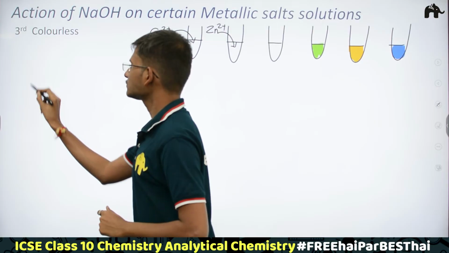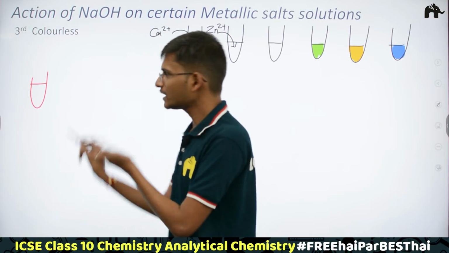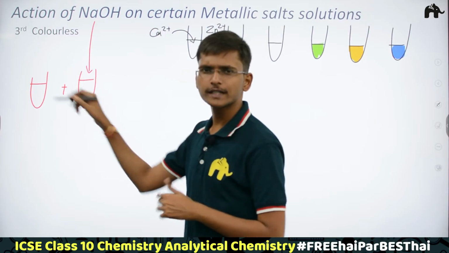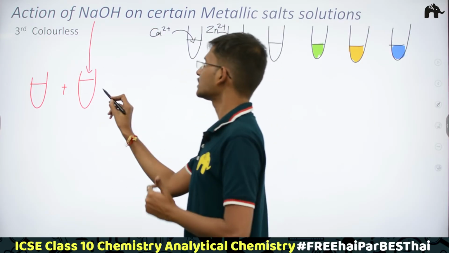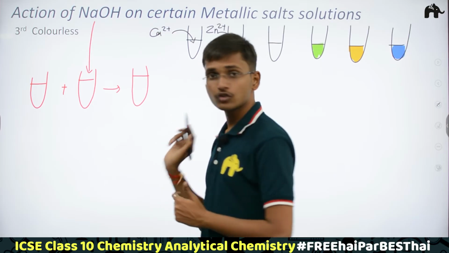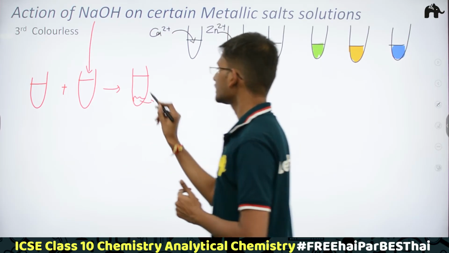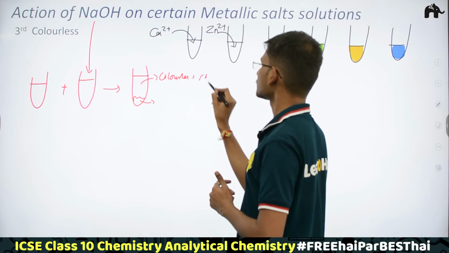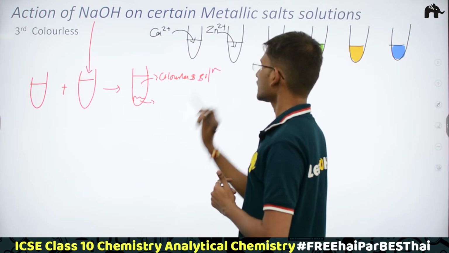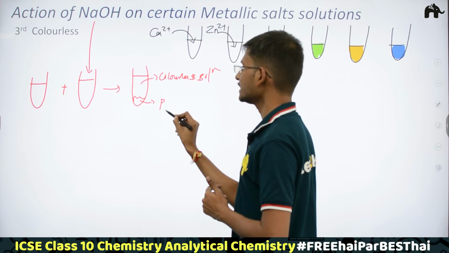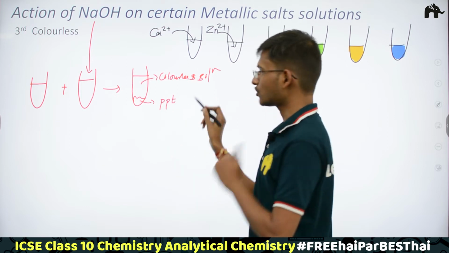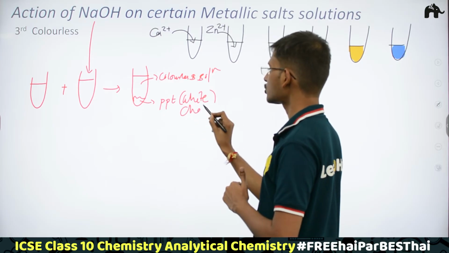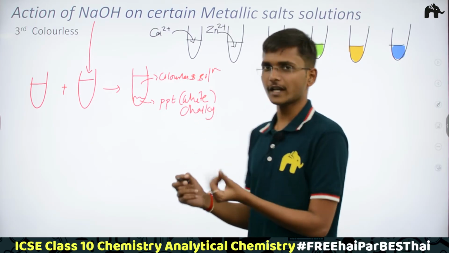For the third colorless solution, I'm adding NaOH solution into it drop by drop, slowly, and I'm again getting a colorless solution, and again I'm getting a precipitate, which is again white in color, but this white precipitate is chalky in nature, chalk-like.